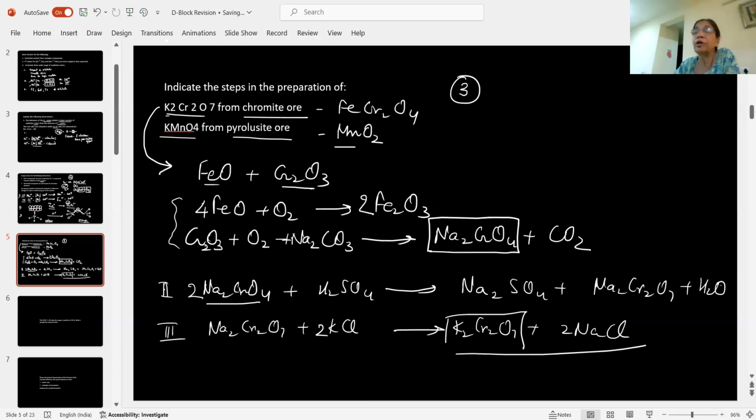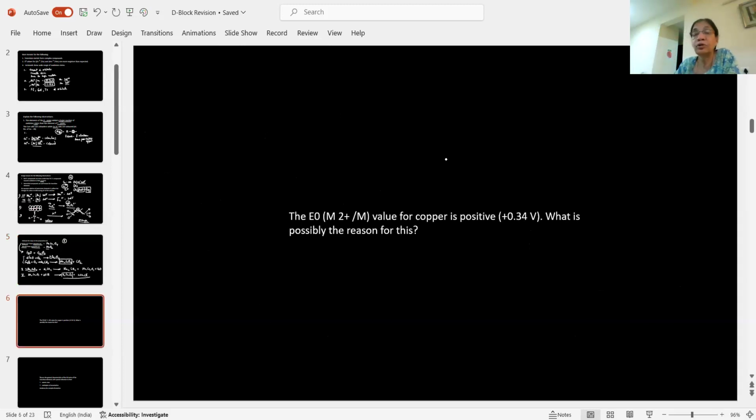Similarly, you have to prepare KMnO4. From MnO2, you can prepare KMnO4. There are two reactions. First, in alkaline medium, you oxidize it, make it manganate ion, and then manganate ion in alkaline medium changes into permanganate ion. So these are two reactions you should learn.